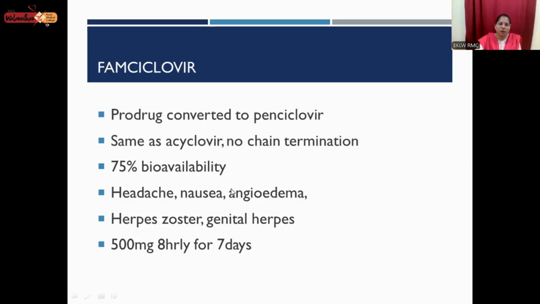Next is famciclovir. It is a prodrug, converted into penciclovir. Again, the mechanism of action is the same as acyclovir, but it does not cause chain termination, so only one step of DNA synthesis inhibition takes place. It has good bioavailability, 75% by oral route, and is given for herpes zoster and genital herpes infections. It produces headache, nausea, and anxiety. It is given 500 mg 8 hourly for 7 days.